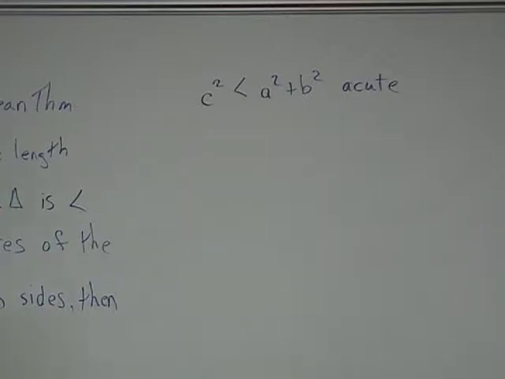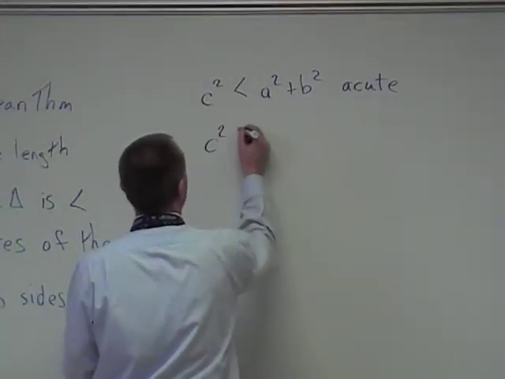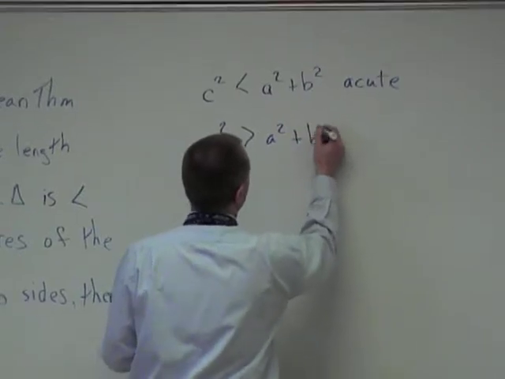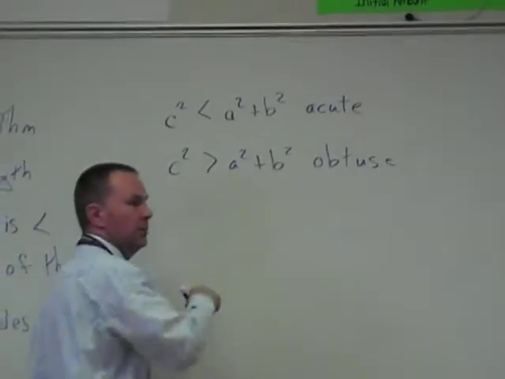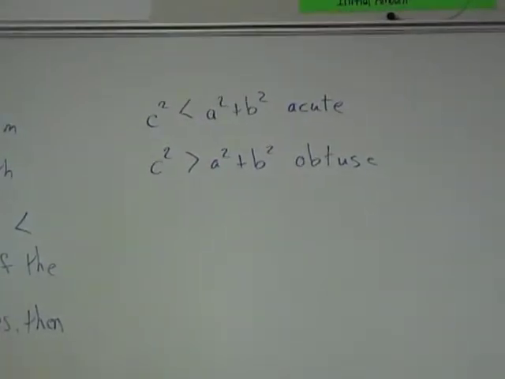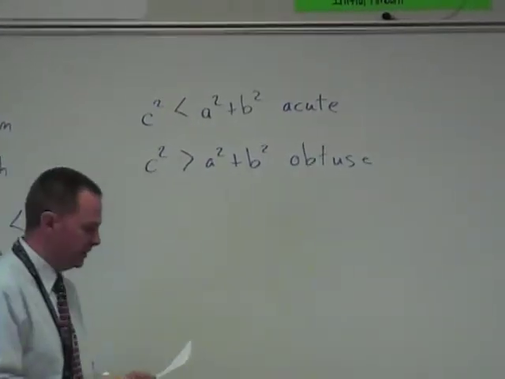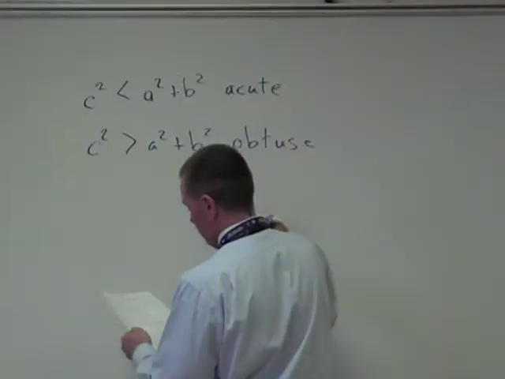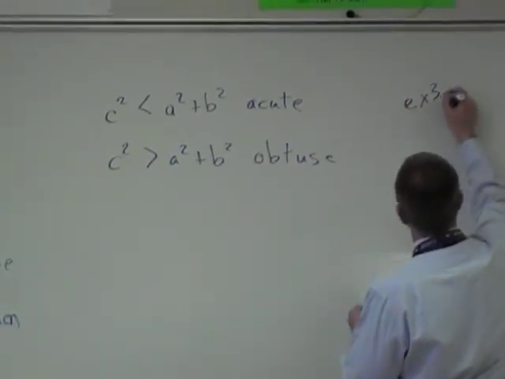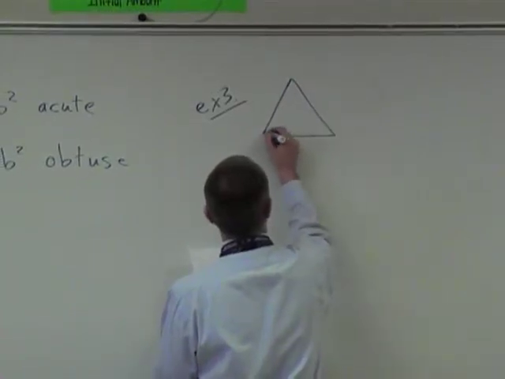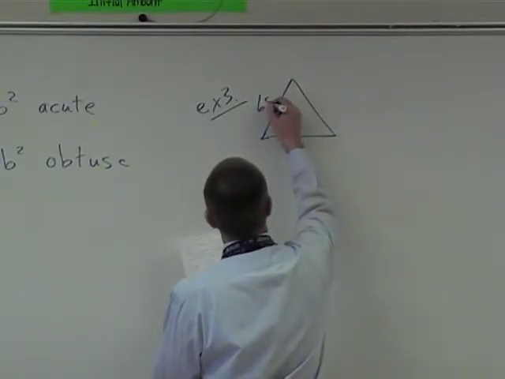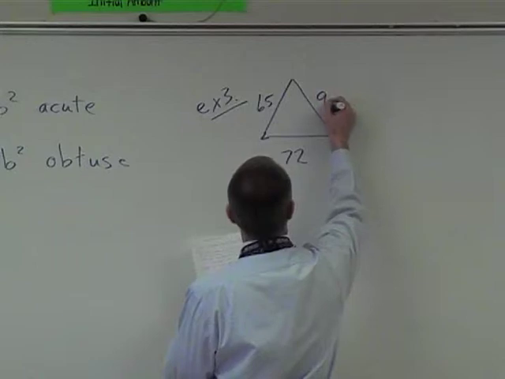All right, and then the next one, if it's greater than those, then it's obtuse. And obviously, if it's equal, we know that that's a right triangle. All right, example 3. Let's see here. Example 3. Here is a triangle. 65 is one side, 72 and 97.